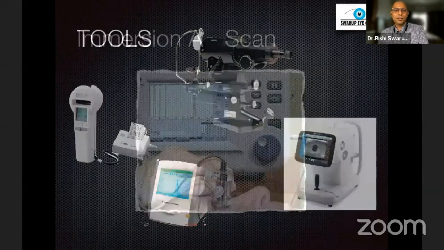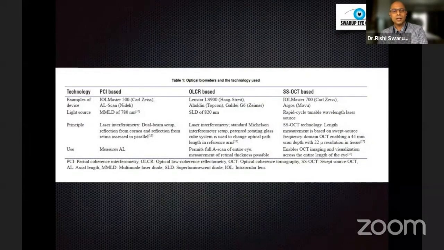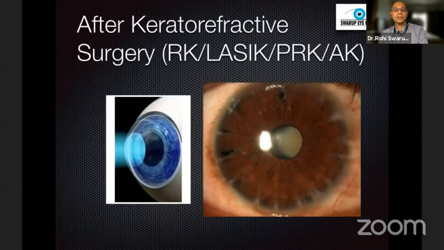The second important thing that has happened is the improvements in our biometry. Traditional biometry was ultrasound and keratometry, but now we have these optical biometers which evolved through partial coherence interferometry and optical low coherence reflectometry. And now the gold standard has become the swept source OCT, which gives you fabulous results, and it can go through dense cataracts, which the older optical biometers could not do. I think I've run out of time, so I won't go into these specific situations.